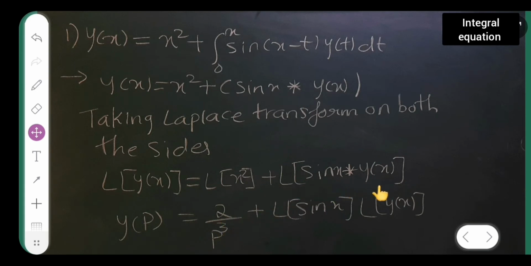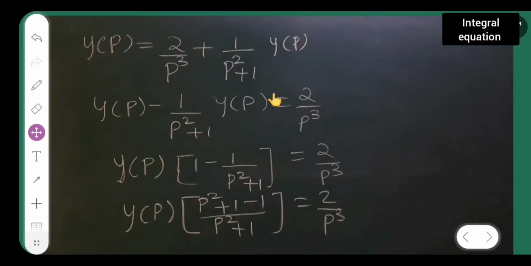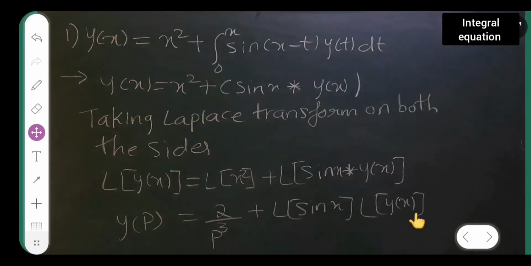Plus, now Laplace of sine of x into Laplace of y of x, right? I'll do this on the next page. Now y of p, write it as it is. This part is equal to 2 upon p raised to power of 3 also. Write it as it is.